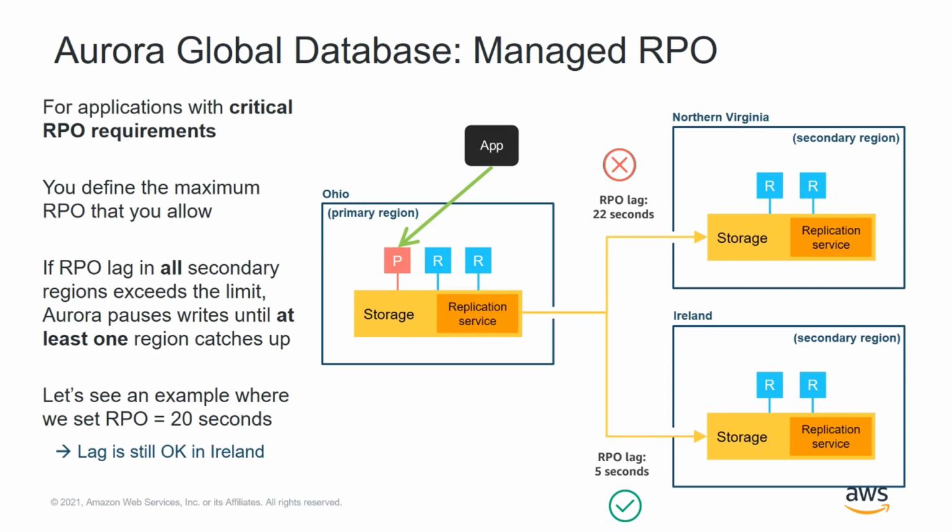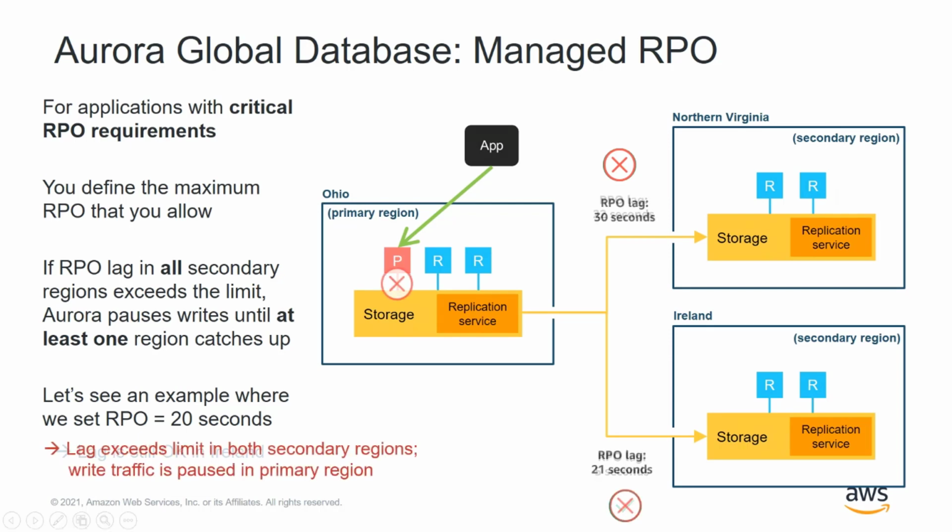So let's take it up a notch. And now the lag in Ireland too goes up to 21 seconds. And that's when primary thinks that this is a problem and I cannot operate anymore. So it controls the situation by blocking transactions from committing on the primary until at least one of the secondary databases catches up and gets under the target RPO of 20 seconds.